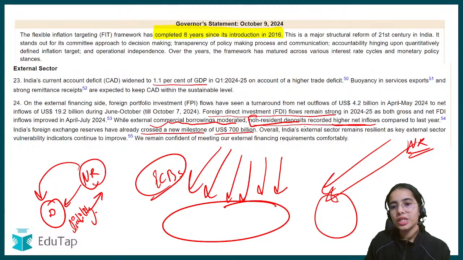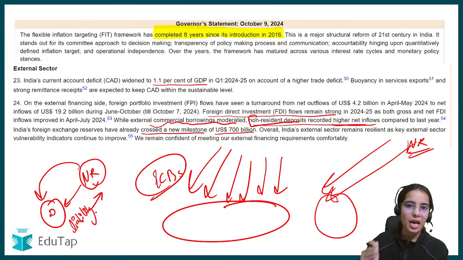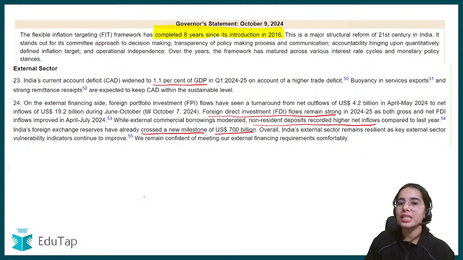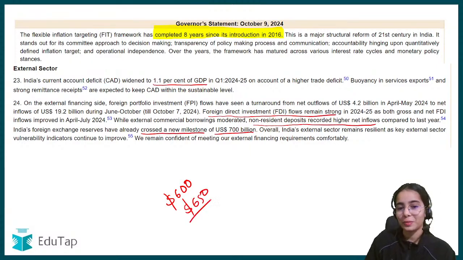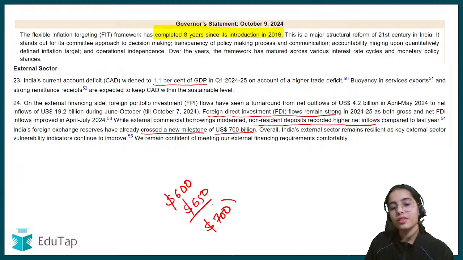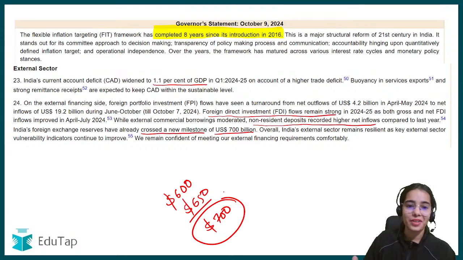Okay. So there is the higher net inflow that has happened. The non-residents deposits have increased. India's foreign exchange reserves, so this is good news for our country. We were not expecting the foreign exchange reserves to go above 600. Then we were not expecting that they would go above 650. Then at last the foreign exchange reserves have gone above $700 billion. So you can understand that India's foreign exchange reserves have already crossed a new milestone of US $700 billion. So this is very, very good news.